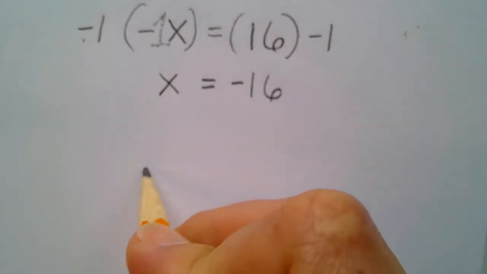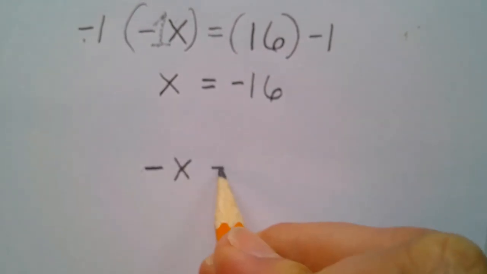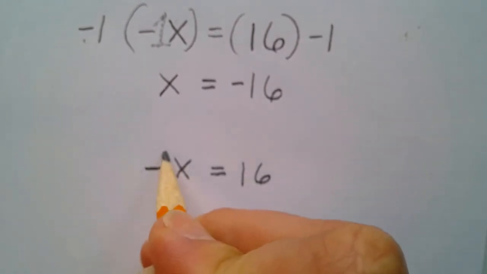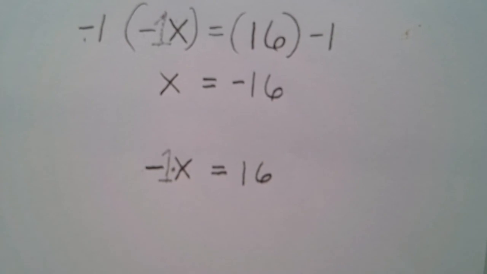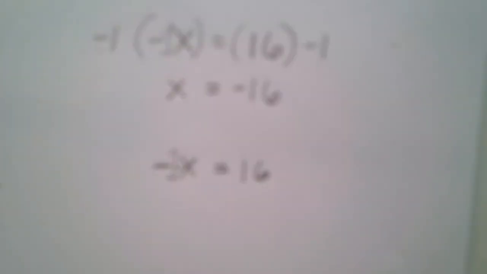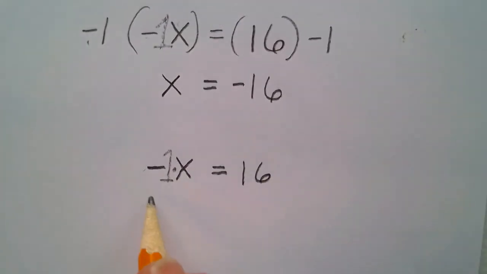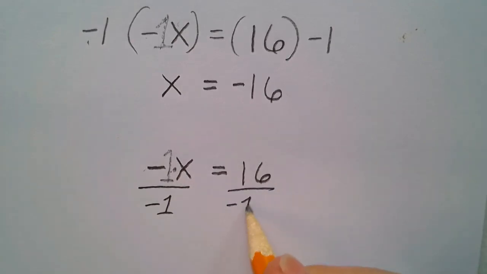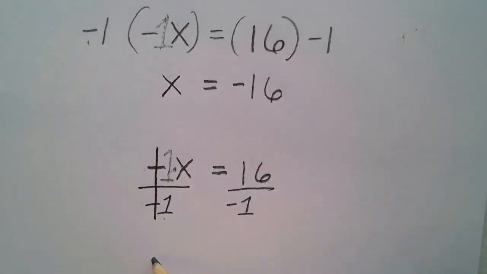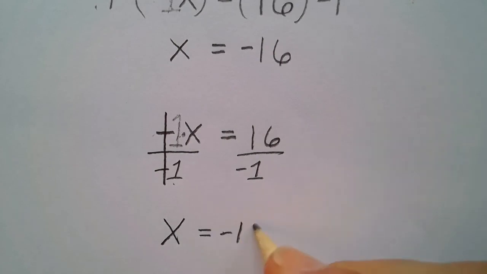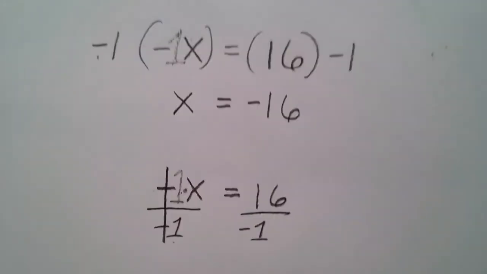Another way to do this, which might be more intuitive, is to really still be using those inverse operations. And since we're multiplying x by -1, your brain may tell you, well, then I'm going to divide by -1 because the inverse of multiplication is division. Okay, and in doing so, yes, these will cancel out. So you'll just be left with x equals -16. Okay, so either way works.